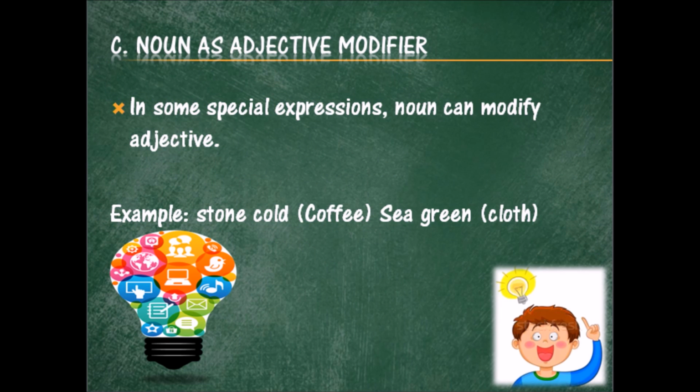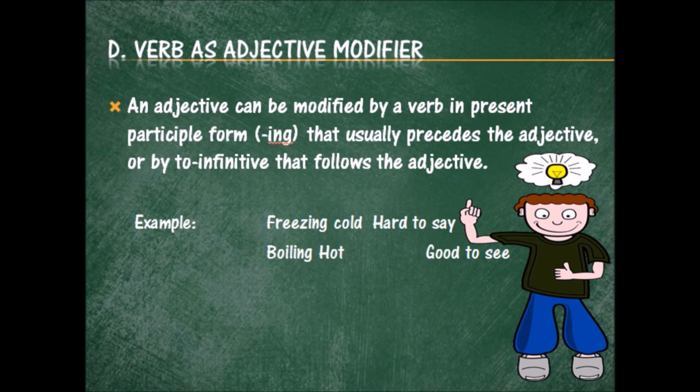Noun as adjective modifier. In some special expressions, a noun can modify an adjective. Example: stone cold coffee, sea green cloth. Verb as adjective modifier. An adjective can be modified by a verb, present participle form, -ing, that usually precedes the adjective, or by the infinitive that follows the adjective. Example: freezing cold, boiling hot, hard to say, good to see.